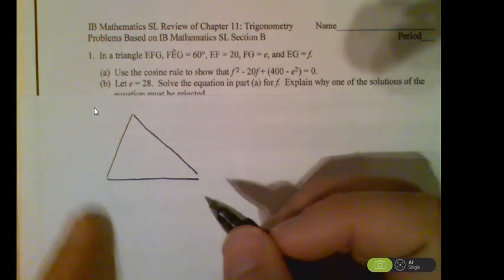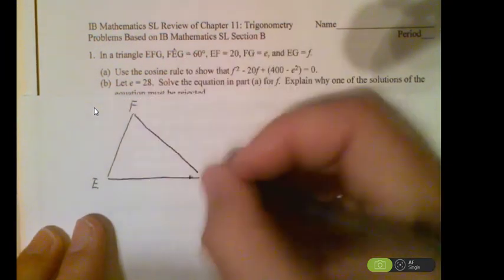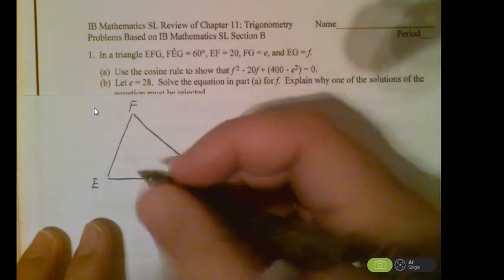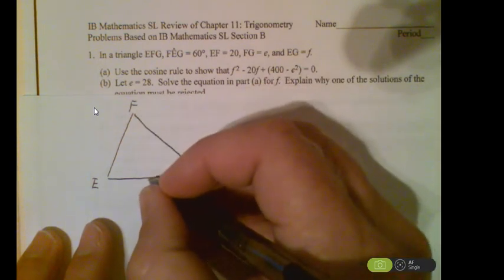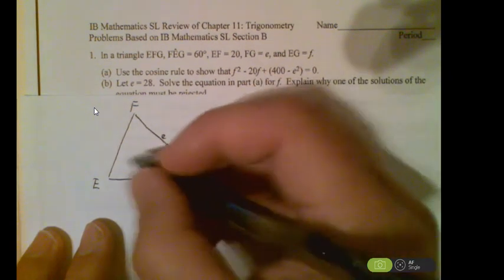Remember, we always label the capital letters for the vertices. So we have E, F, G. And then the lowercase letters are always across from those sides. So this would be lowercase f, and this would be lowercase e, and across from him would be lowercase g.